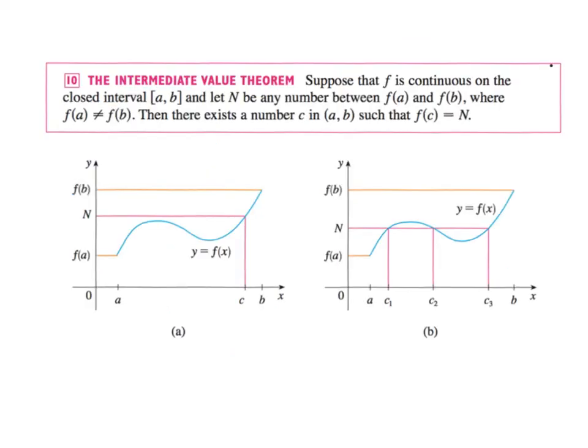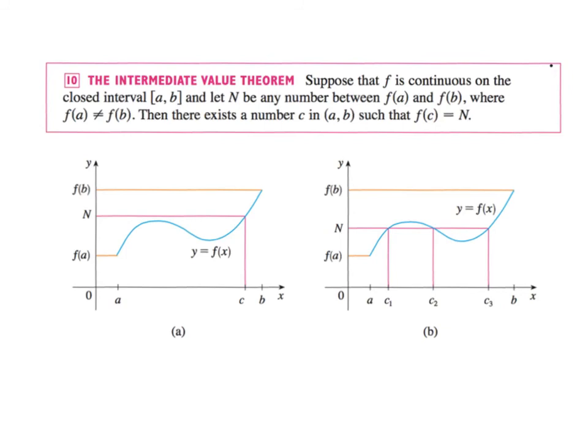This leads us to the intermediate value theorem, which is the last theorem in section 2.5. The intermediate value theorem says, suppose f is continuous on the interval a to b, and let n be any number between the outputs f of a and f of b. Then there exists some value c such that f of c equals n.